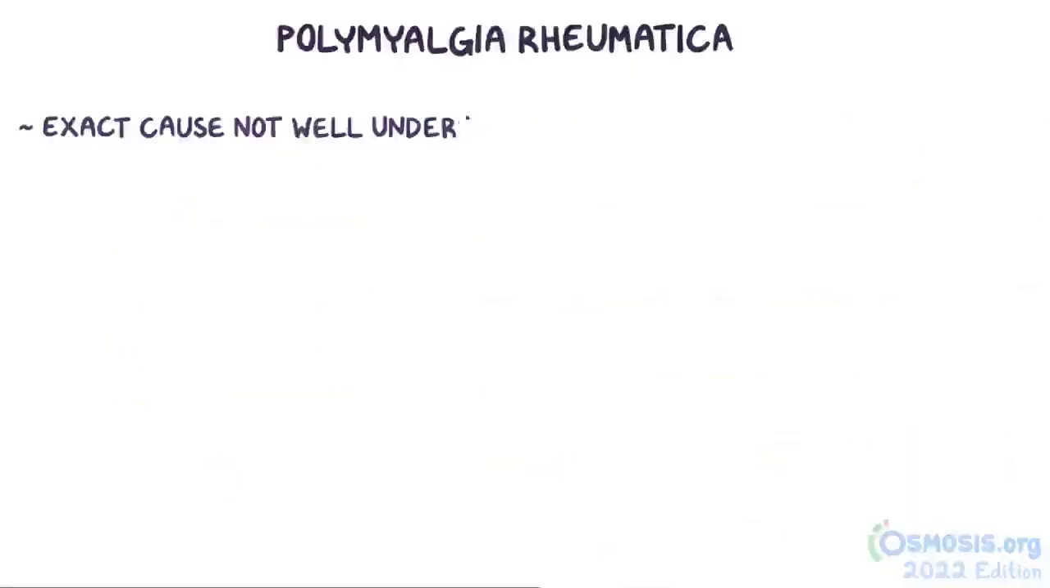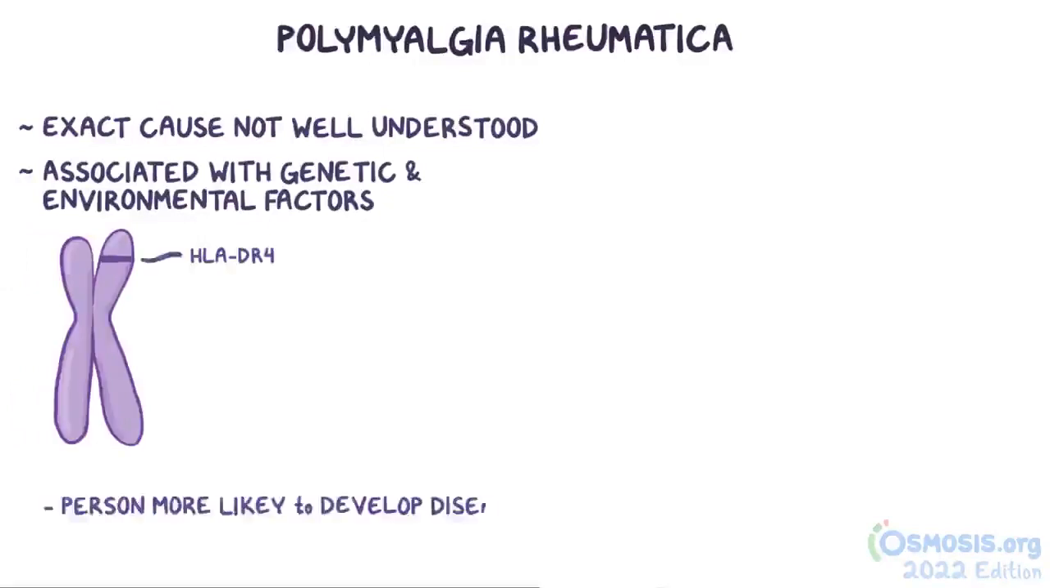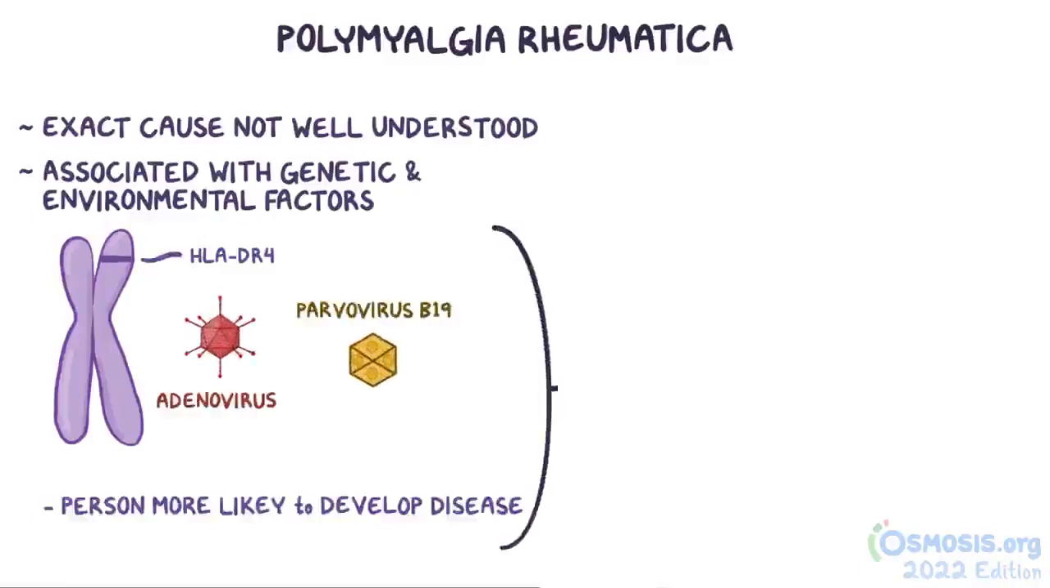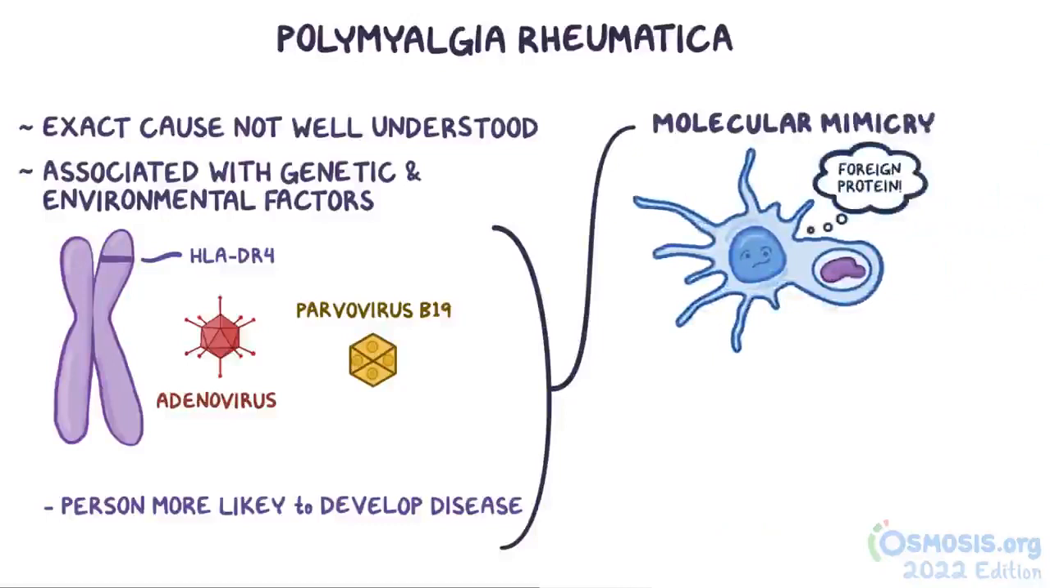Although the exact cause of polymyalgia rheumatica is not well understood, it's associated with both genetic and environmental factors. For example, a person with a certain gene for an MHC class II molecule, also called a human leukocyte antigen, or HLA-DR4, is more likely to develop the disease, especially after an infection with adenovirus or parvovirus B19. This might be due to a process called molecular mimicry, which is where an immune cell mistakes a protein in the body for being a foreign protein.